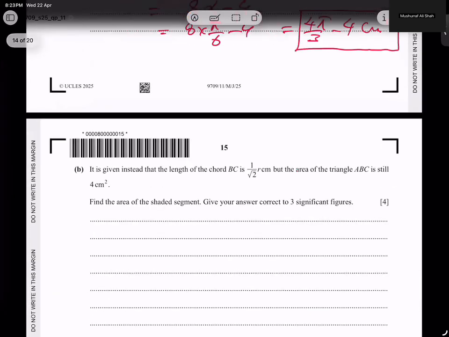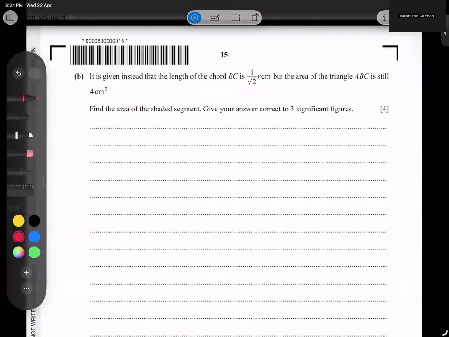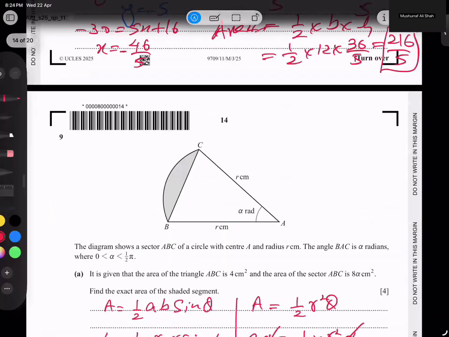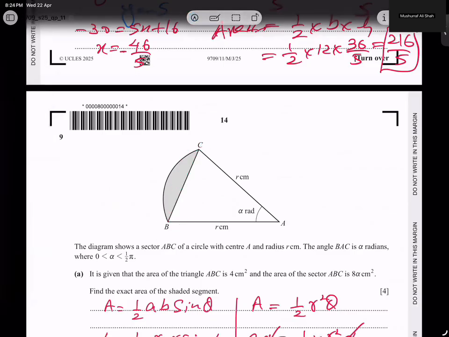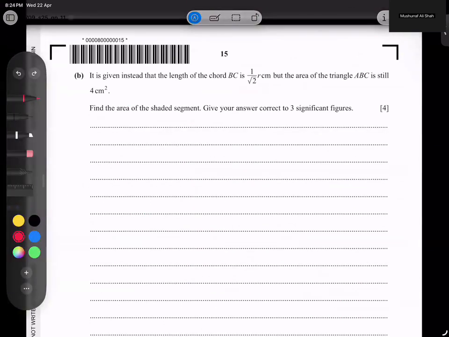Next part of the question, it is given that the length of the chord. What is the chord length, students? Whenever we have a chord, let me go back and show it. This straight length is called a chord. Let's go back. What is he saying, students? Read the statement. Now the previous data is gone, we have to think about the new one. Now the length of the chord BC is given.